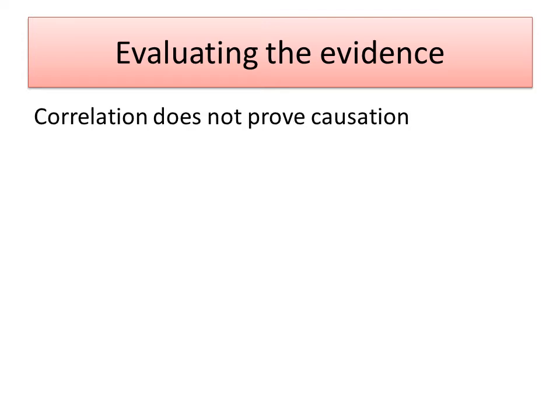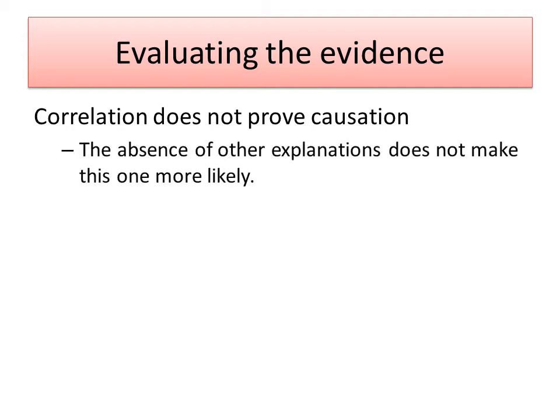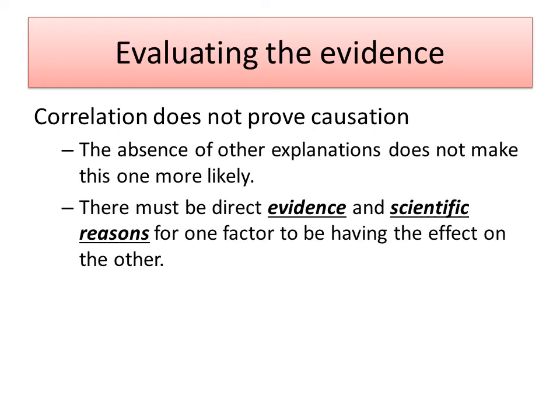Now this leads us on to this idea of correlation does not prove causation. Now we're not really looking at correlation here because we haven't got any data, but we are trying to connect up some sort of observations and saying from those observations we think these things have happened. The absence of any other explanations does not make this one more likely, and I think that's a very, very important point to remember. So just because you can't think of any other reason, it doesn't mean to say that this is the reason. There must be direct evidence and scientific reasons for one factor to be having the effect upon the other.